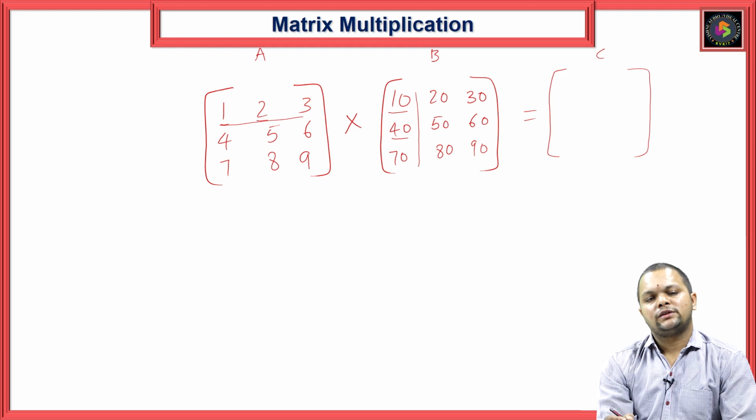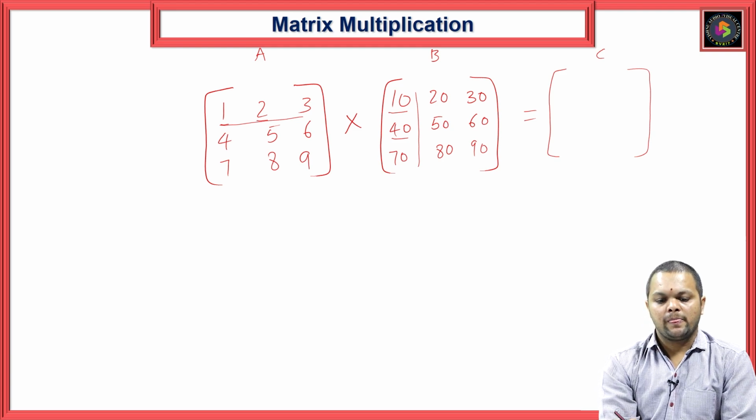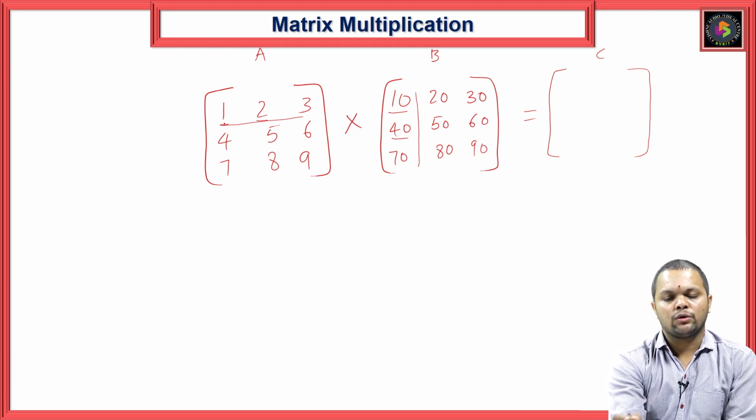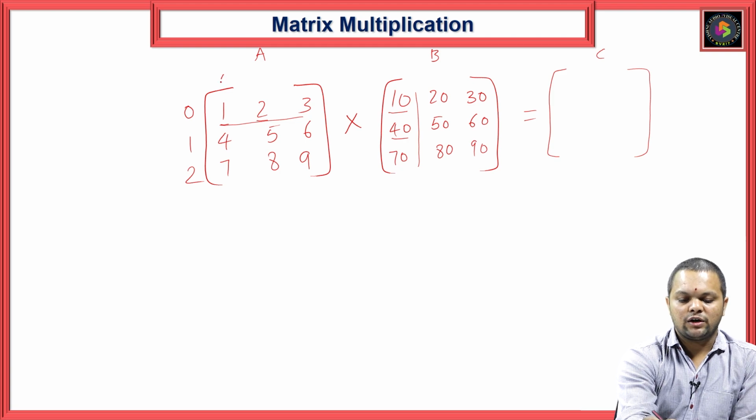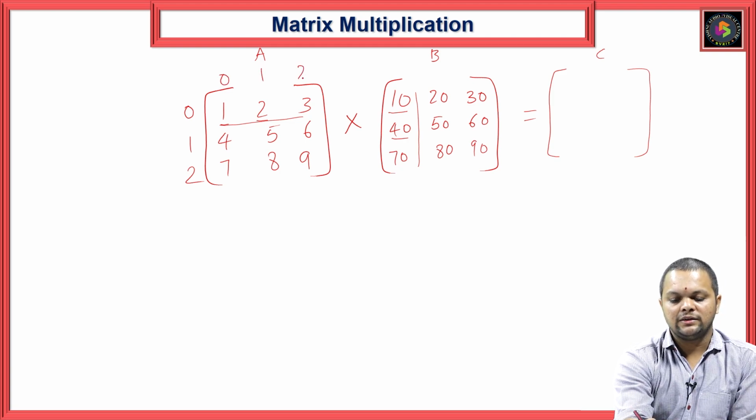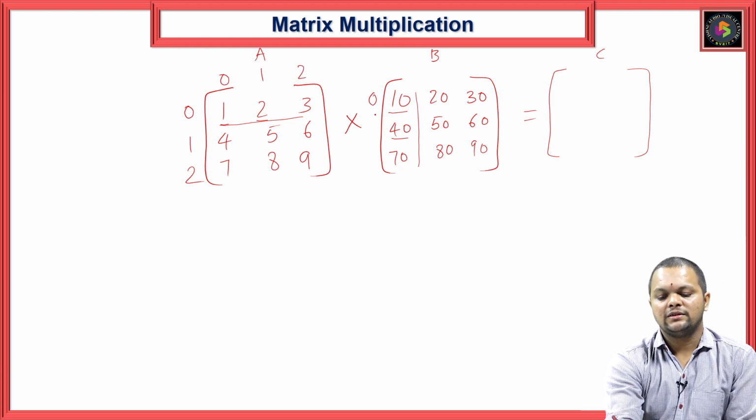In order to make sure that in our C programming we are taking it row wise, we are taking that with an index number. This row index number will start with 0. This column index number will start with again 0. Again in the same way, this is starting with 0, and again this is starting with 0.